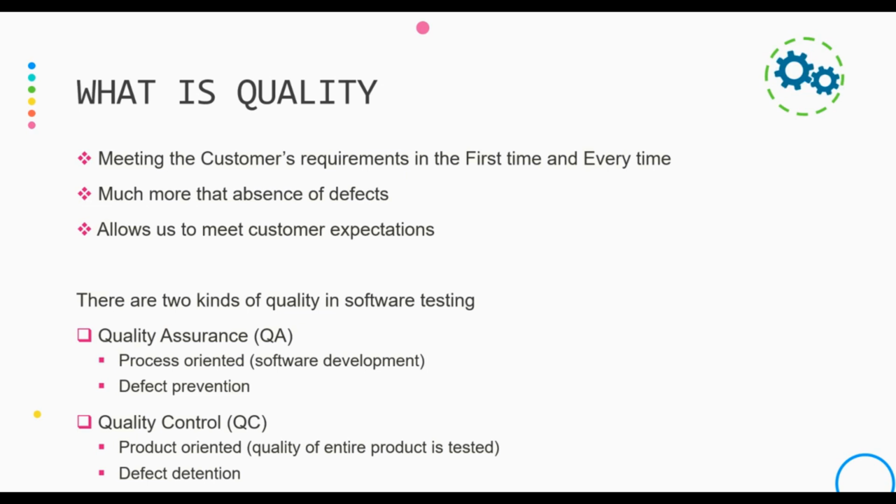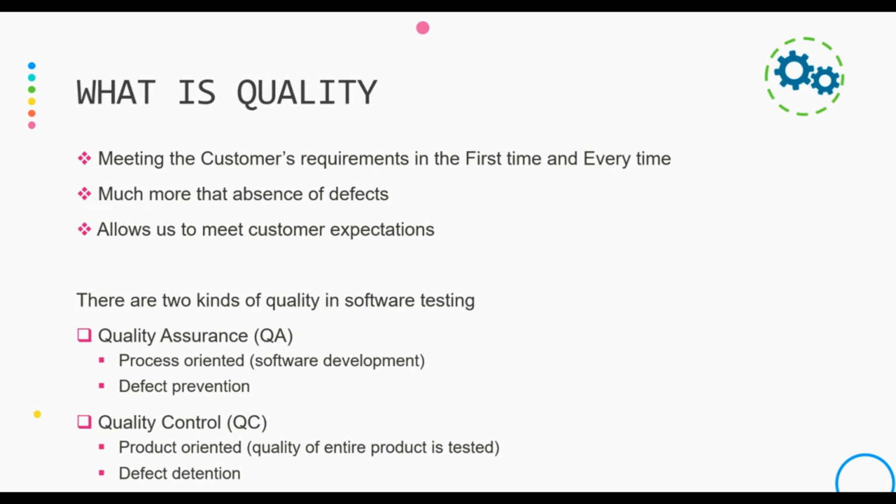Right? So there are two kinds of quality in software testing. In these two ways we can find out the quality of software. The very first is quality assurance and the other one is quality control.